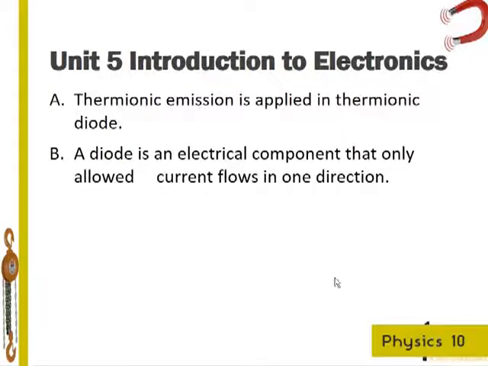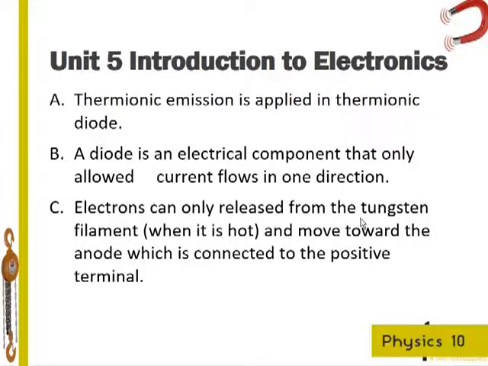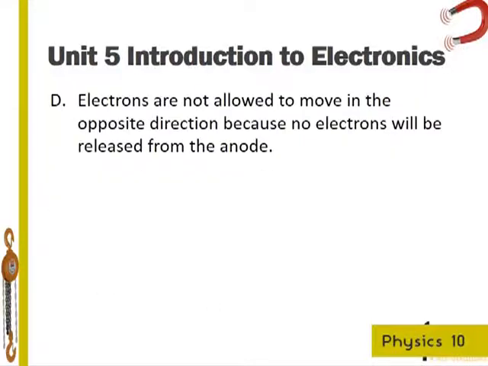So thermionic emission is applied in thermionic diodes. A diode is an electrical component that only allows current to flow in one direction. And electrons can only be released from the tungsten filament when it is hot, and they move towards the anode, which is connected to the positive terminal. Also, electrons are not allowed to move in the opposite direction because no electrons will be released from the anode. Remember, the anode is positively charged. It's essentially attracting the electrons from the cathode.